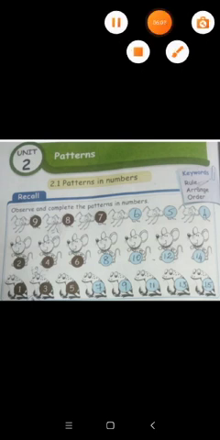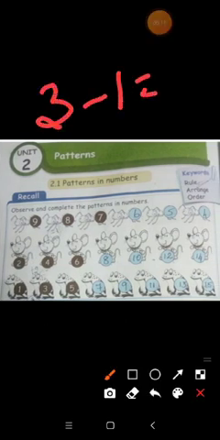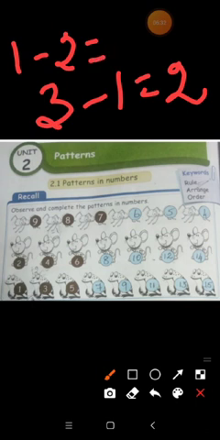So first, if you want to complete the third pattern, first we want to know the difference between 1 and 3. Difference means we want to subtract. 3 minus 1 is 2 here. Now we want to check whether we add 2 or subtract 2 from 1. If we subtract 2 from 1, what will happen? We get 1. But here in the second number place we have the number 3.